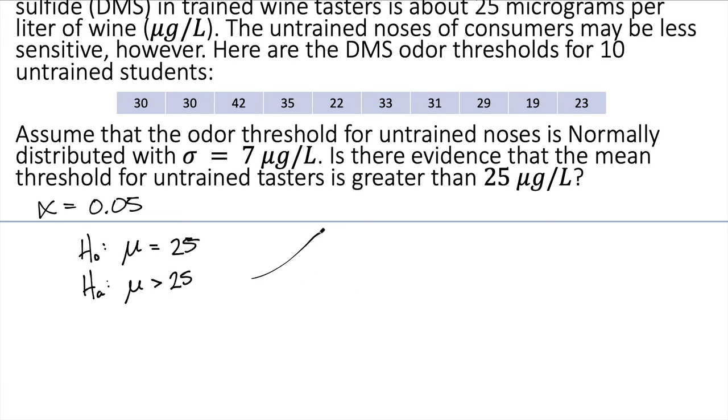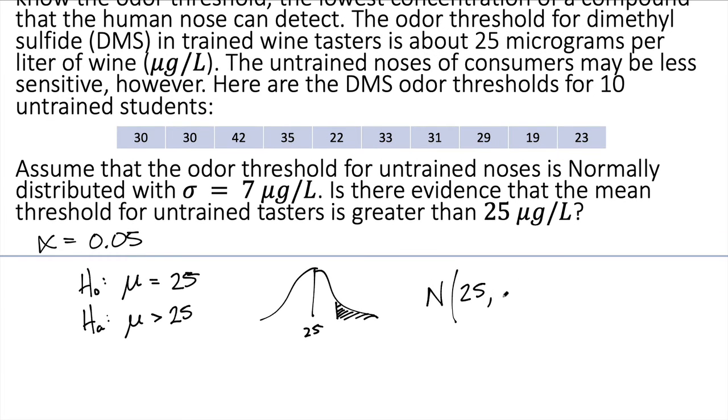Looking at what that means, we've got a normal distribution, and our mean is at 25. I'm looking for a value that's greater, and whatever I get, I'm going to look at the area to the right of that. Then we'll write the distribution. We have a normal distribution with a mean of 25. And our standard deviation for the sampling distribution is the population standard deviation over the square root of the sample size. And our sample size here, we've got 10 numbers.